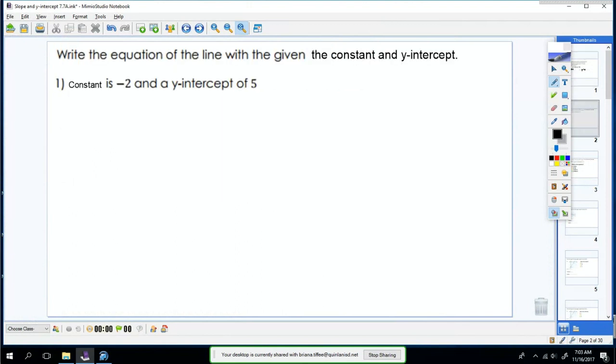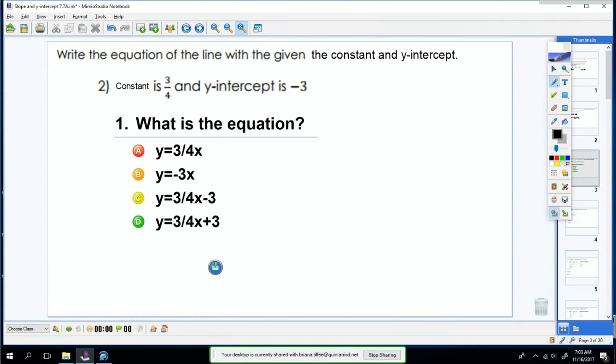So write the equation of the line with a given constant and y-intercept. So my equation will be, we're going to use a format y is equal to mx plus b. So my equation will be y is equal to negative 2x plus 5. Okay, next one is, we're going to use a format y is equal to mx plus b. So we're going to do y is equal to 3/4 x minus 3.